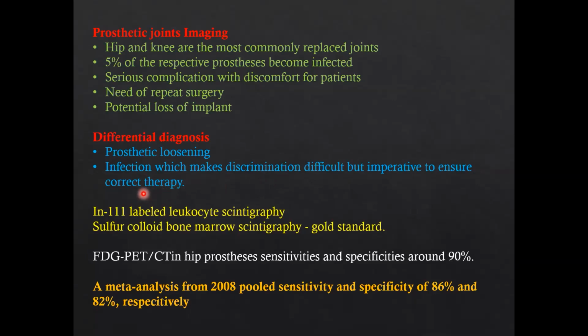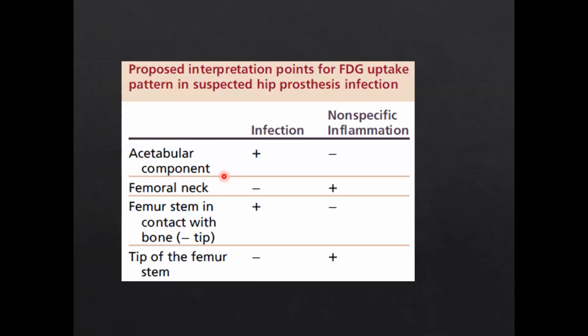Indium-111 labeled leukocyte scintigraphy and sulfur colloid bone marrow scintigraphy are the gold standard. And FDG PET CT in hip prosthesis has sensitivity and specificity of around 90%. A meta-analysis from 2008 pooled sensitivity and specificity of 86% and 82% respectively. These are certain things which were proposed as interpretation points for FDG uptake pattern in suspected hip prosthesis infections: acetabular component for infection, non-specific inflammation, femoral neck, femoral stem and tip of femoral stem.